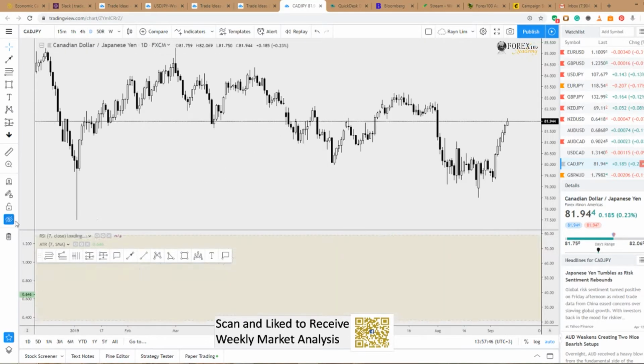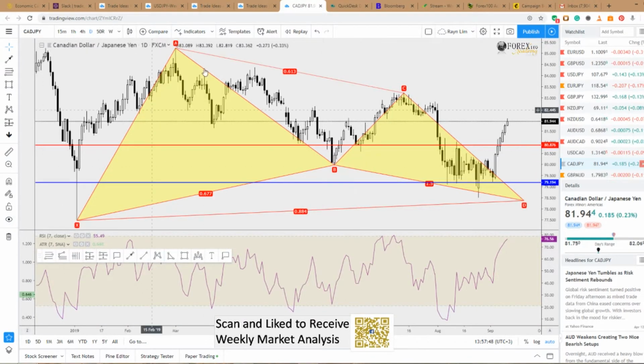Alright, to the daily chart. On the daily chart, there is a Gartley pattern. Too bad it missed by a bit, then reversed. It's fine, I'll just observe for a while.